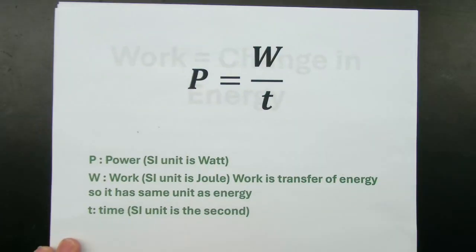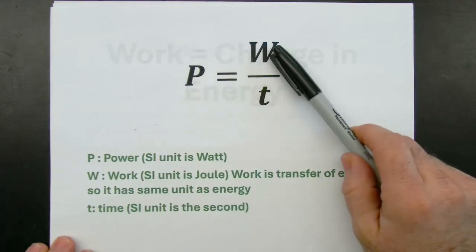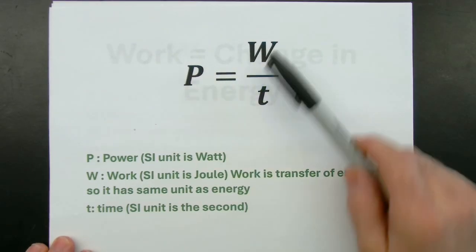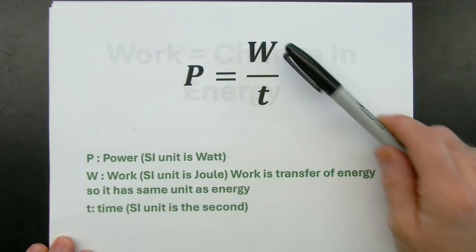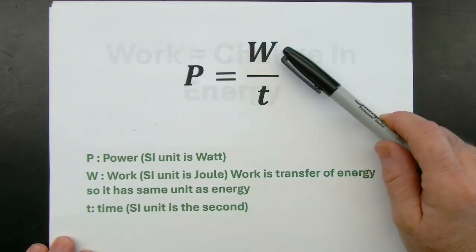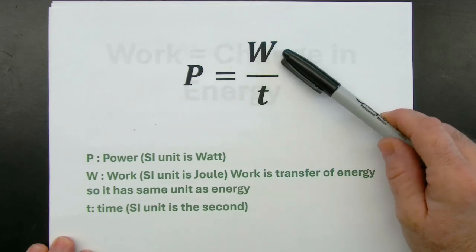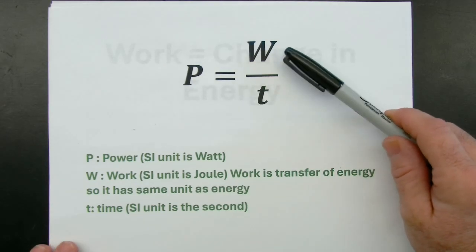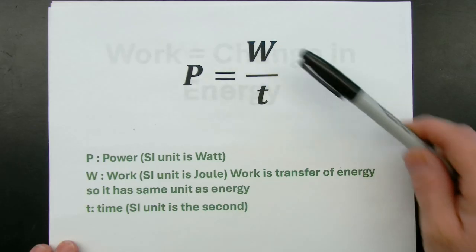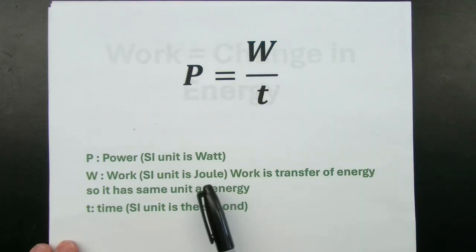Now, W stands for work, and T stands for time. And work is something that we'll need to talk a little bit about. I have a couple different ways of thinking about work. An important note is that the SI unit for work is the joule.